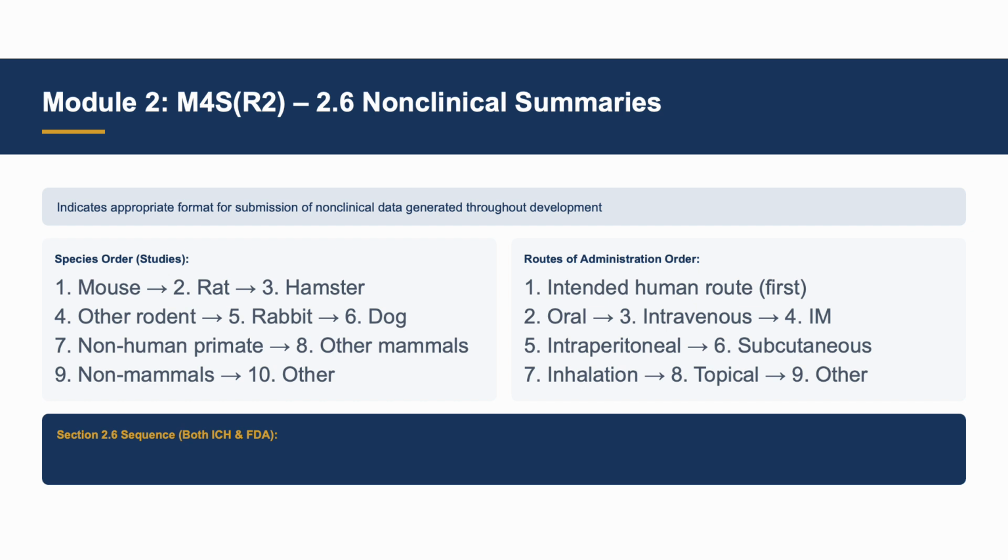Similarly, routes of administration should be ordered with the intended human route first, followed by oral, intravenous, intramuscular, intraperitoneal, subcutaneous, inhalation, topical, and other. This ordering prioritizes the most clinically relevant route. Section 2.6 includes 7 subsections: Introduction, Pharmacology Written Summary, Pharmacology Tabulated Summary, Pharmacokinetic Written Summary, Pharmacokinetic Tabulated Summary, Toxicology Written Summary, and Toxicology Tabulated Summary.